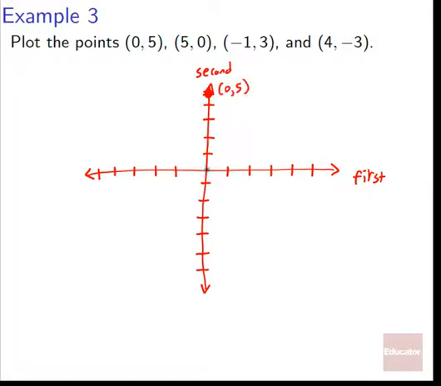(5, 0): forward 1, 2, 3, 4, 5, and we go up 0 because it's (5, 0). So here we are at (5, 0). If we want to do (-1, 3), we go -1 horizontally and up 3 vertically, 1, 2, 3.